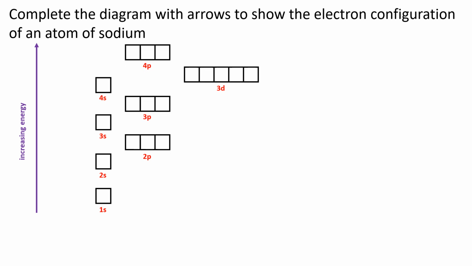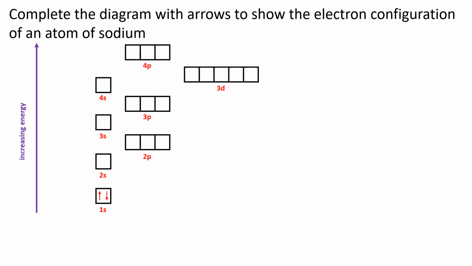Let's complete the electron configuration for sodium. An arrow is used to represent one electron. The arrow can point up or down. This indicates the spin on the electron. Remember that each atom of sodium has a total of 11 electrons. I have put the first electron in the lowest energy subshell, the 1s subshell. Electrons in the same orbital must have opposite spin. The second arrow must point down.